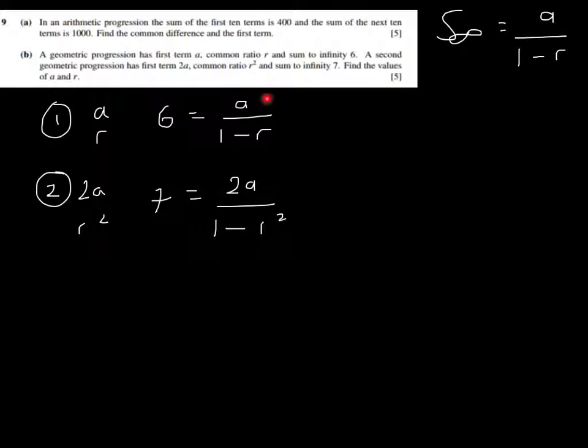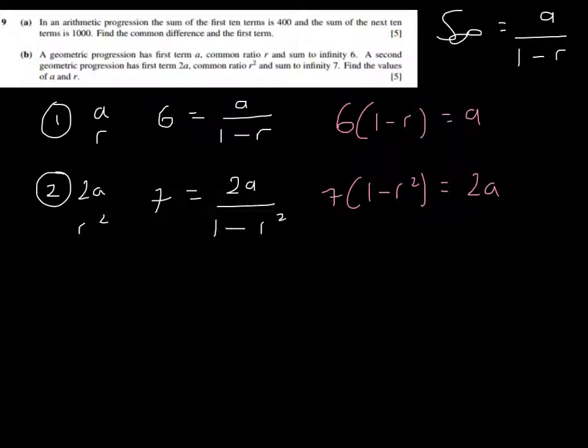It doesn't look immediately like one that we can start going with. We've got to rearrange it first so that we can manipulate it in a way that gives us one equation with just one unknown value. So what I'm going to do is multiply out by the denominators of the fractions so that I can start to move things around. I'm going to do 6 times 1 minus R equals A for that one, and 7 times 1 minus R squared equals 2A for that one.